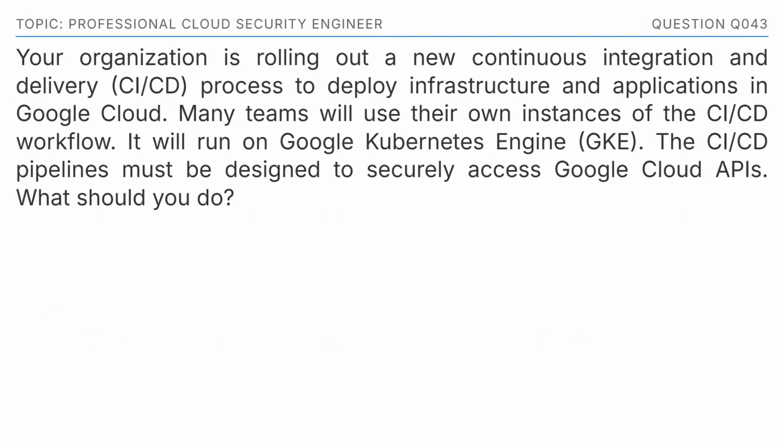Your organization is rolling out a new continuous integration and delivery (CI/CD) process to deploy infrastructure and applications in Google Cloud. Many teams will use their own instances of the CI/CD workflow. It will run on Google Kubernetes Engine, GKE. The CI/CD pipelines must be designed to securely access Google Cloud APIs. What should you do?